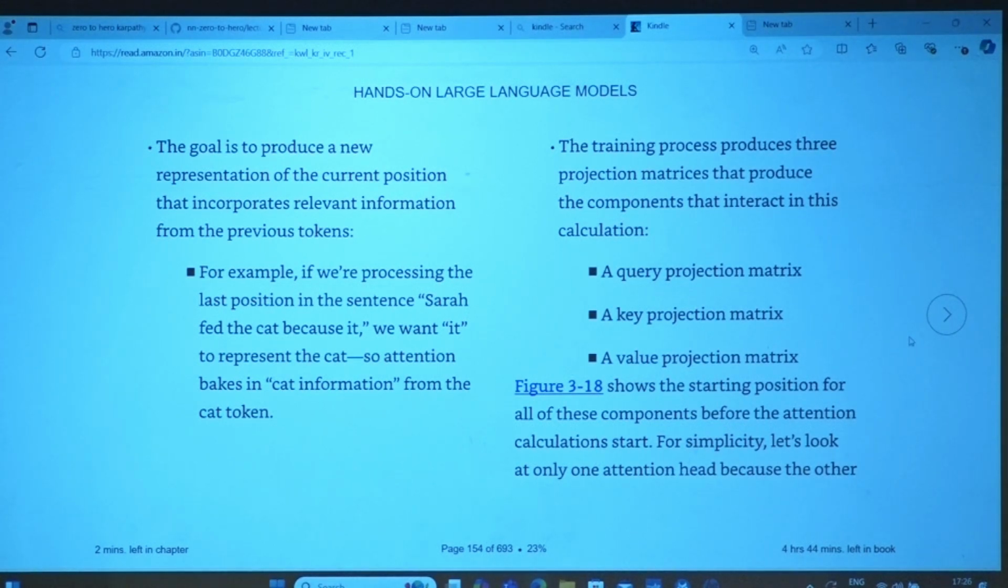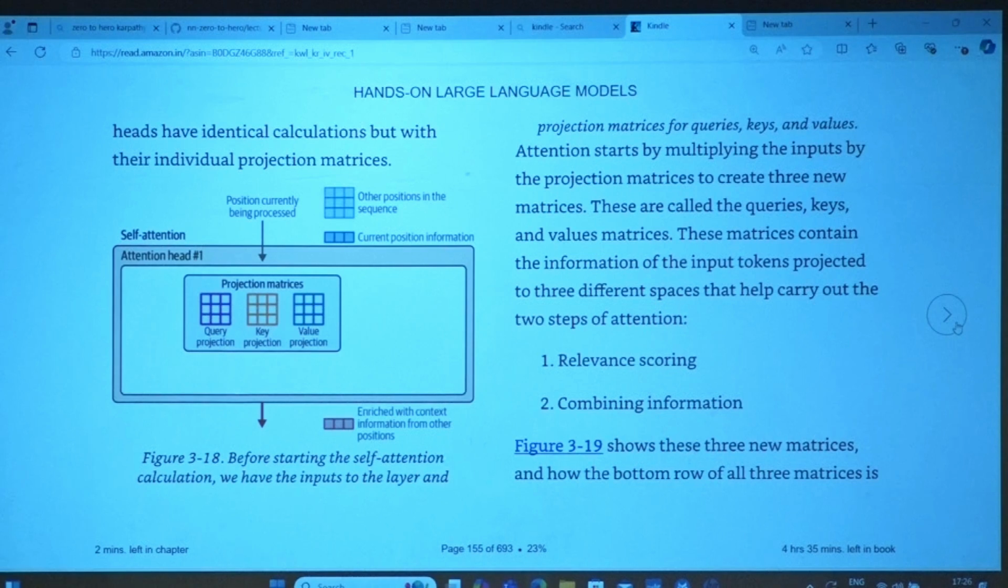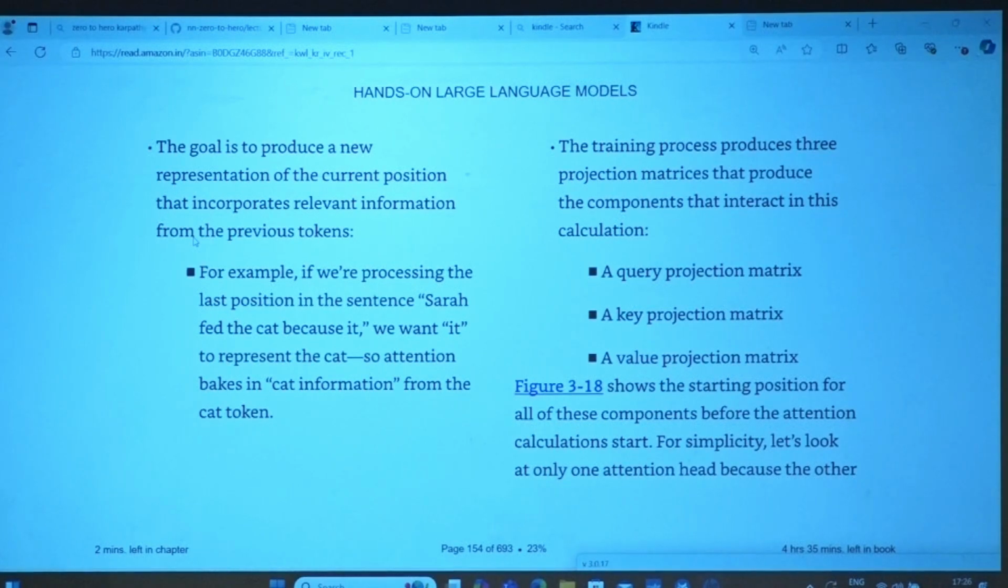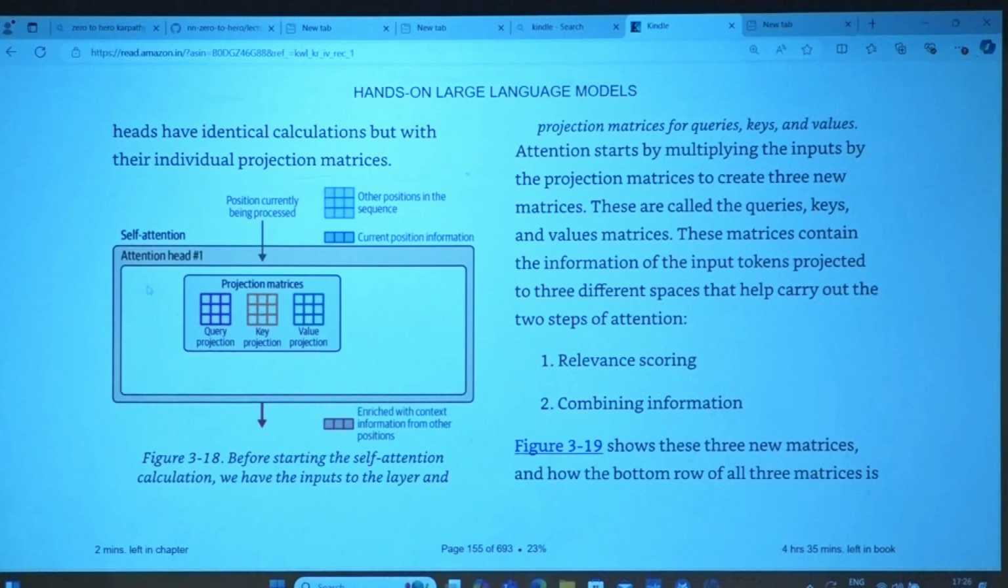Okay, next. Now the two operations. So you see the position and you see the projection matrices which are created for that particular token. The Q, K, V are created. Now next. Okay, they are created through learning. Okay, so these are the matrices. They are called projection matrices. Next, how do they work?